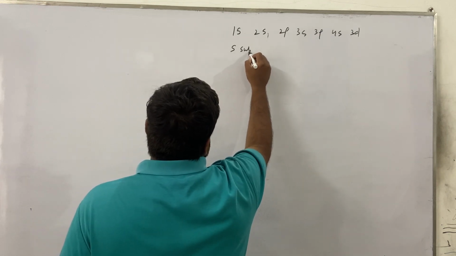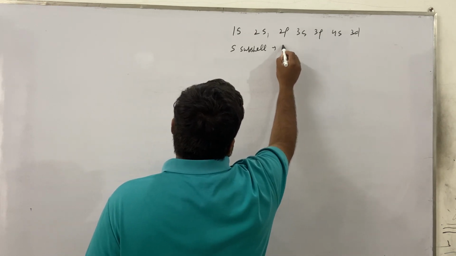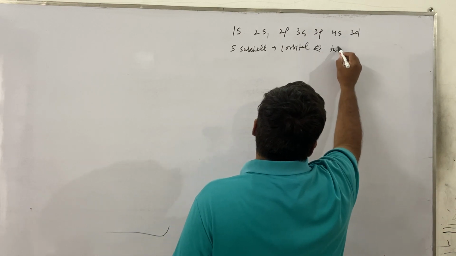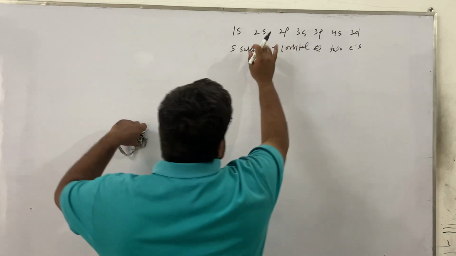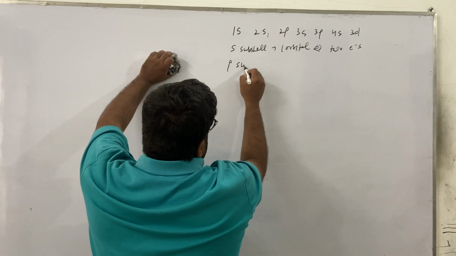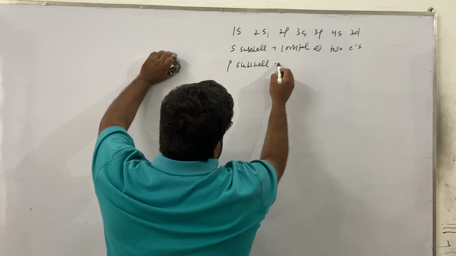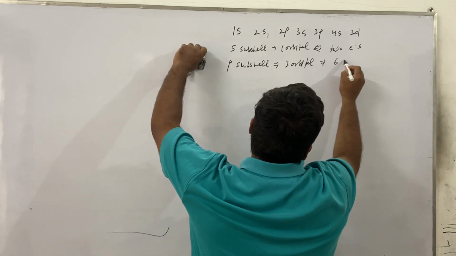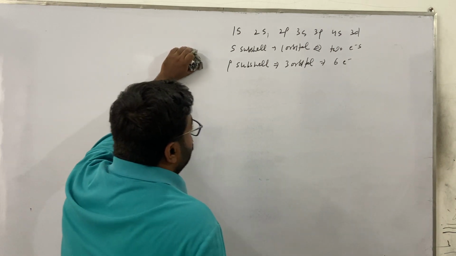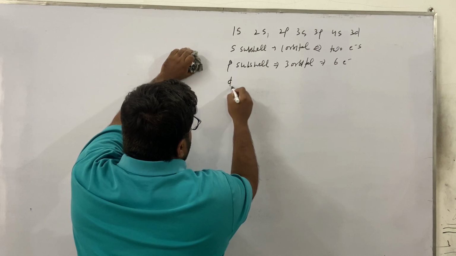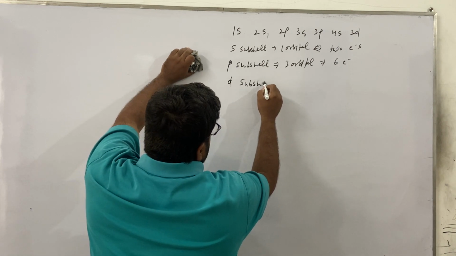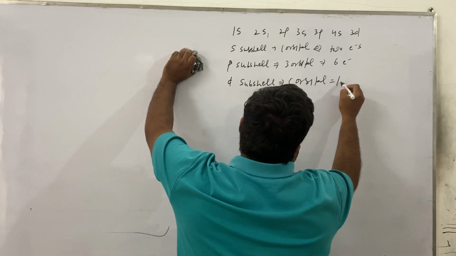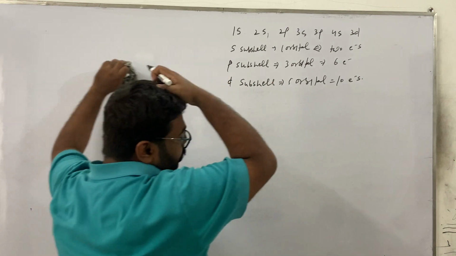S subshell can have one orbital and can accommodate two electrons. P subshell has three orbitals, can accommodate six electrons. And you have to remember also D subshell has five orbitals. That means 10 electrons can be filled in it.